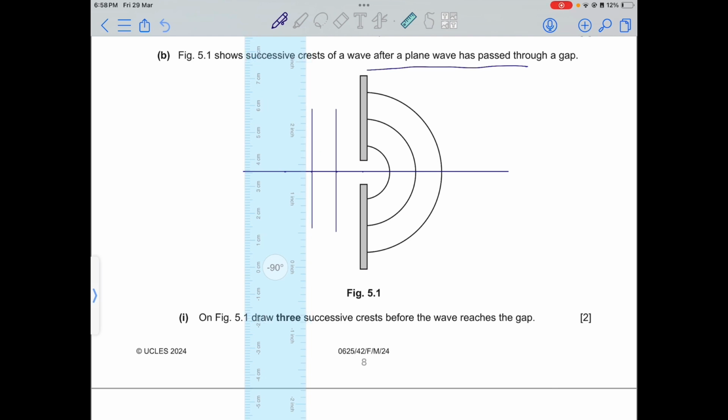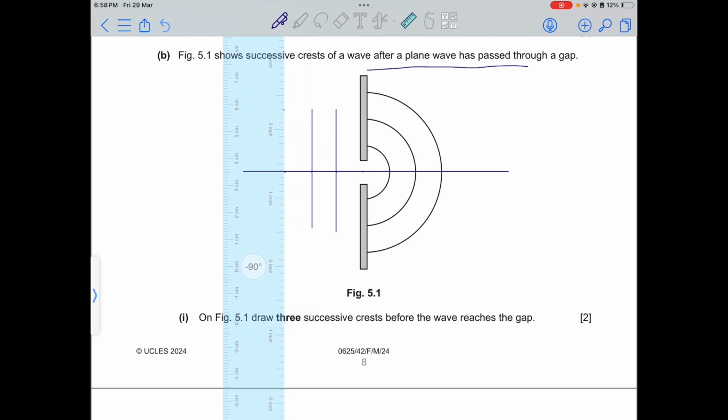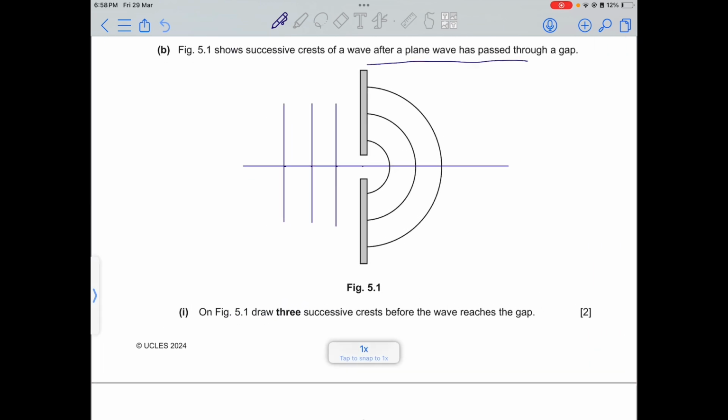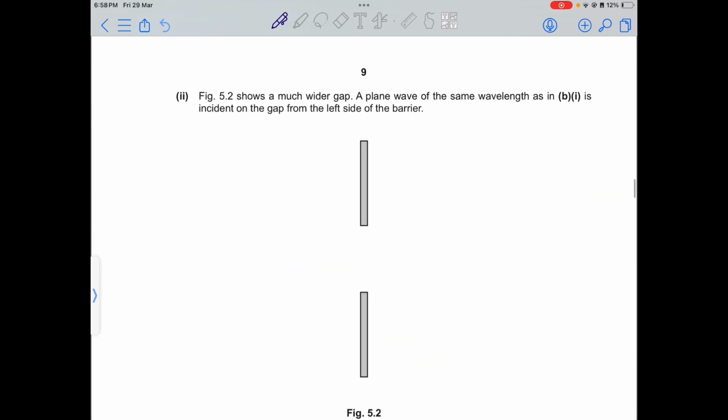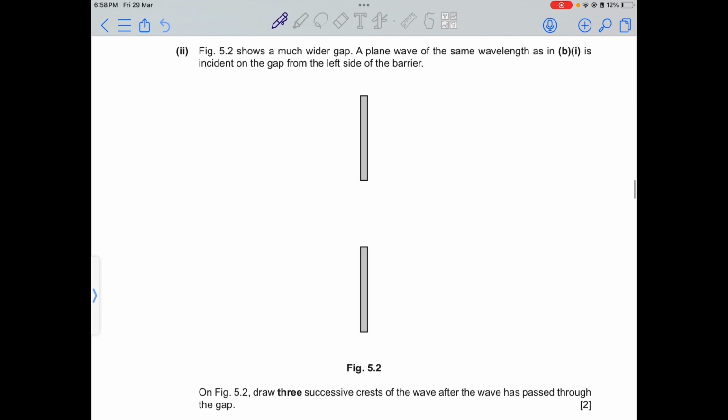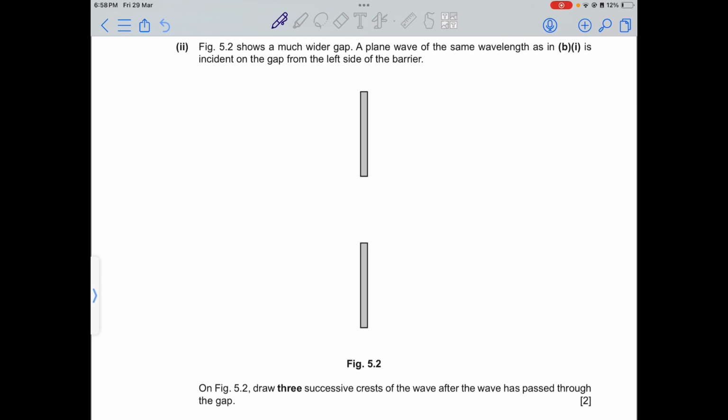And they have to be parallel because after diffraction, they're basically going to split up like that. Alright, so I guess yeah, this diagram works. Then it says that figure 5.2 shows a much wider gap, and the same wavelength wave is used, but now the gap is much wider.